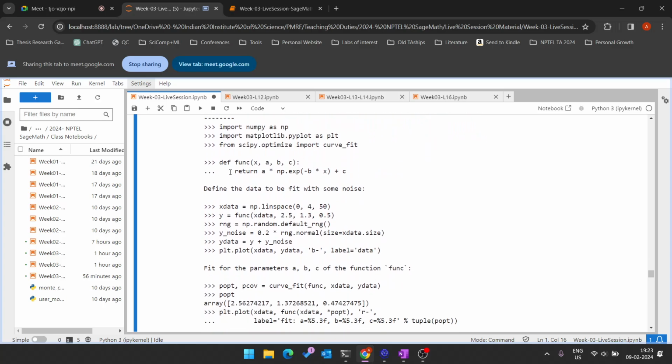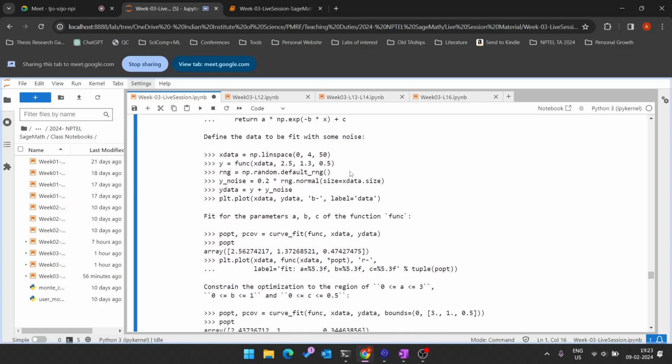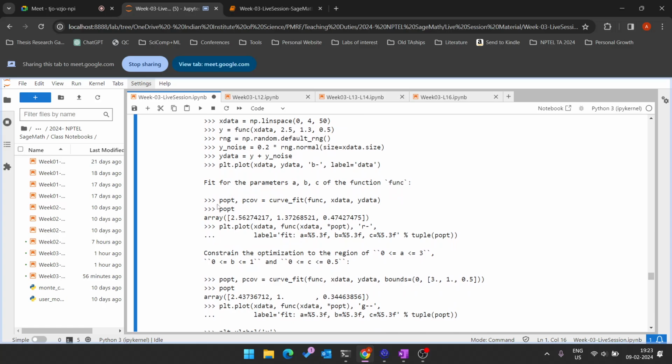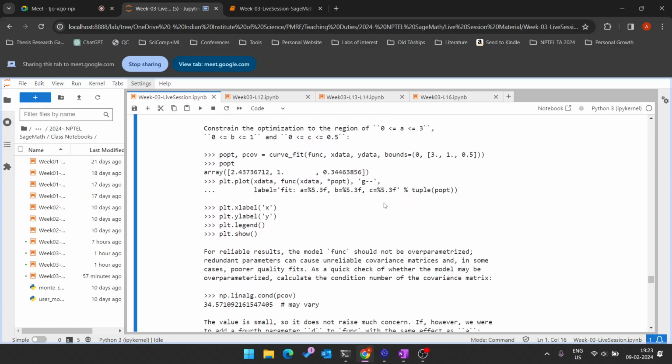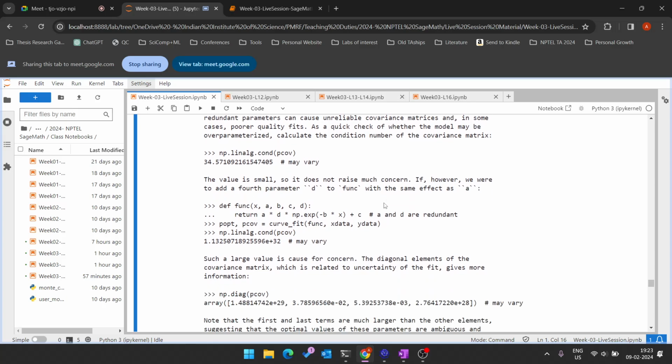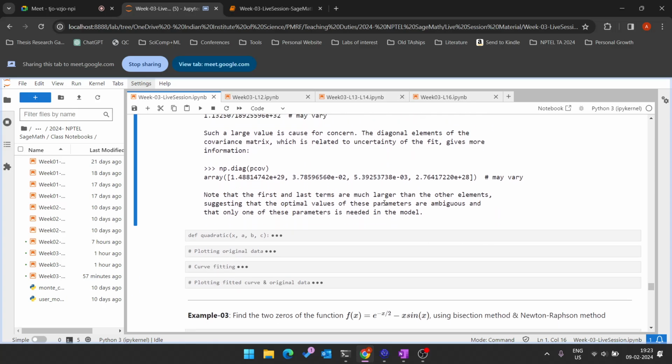And how is the function used? We first define our function with the parameters required. Here they are trying to define a function a into e raised to minus bx plus c, where a, b, c are the parameters. And then they try to obtain the fitting parameters and covariance matrix using curve fit applied to the function, with x and y data being fed as its inputs. Then you could plot it and see how it is.